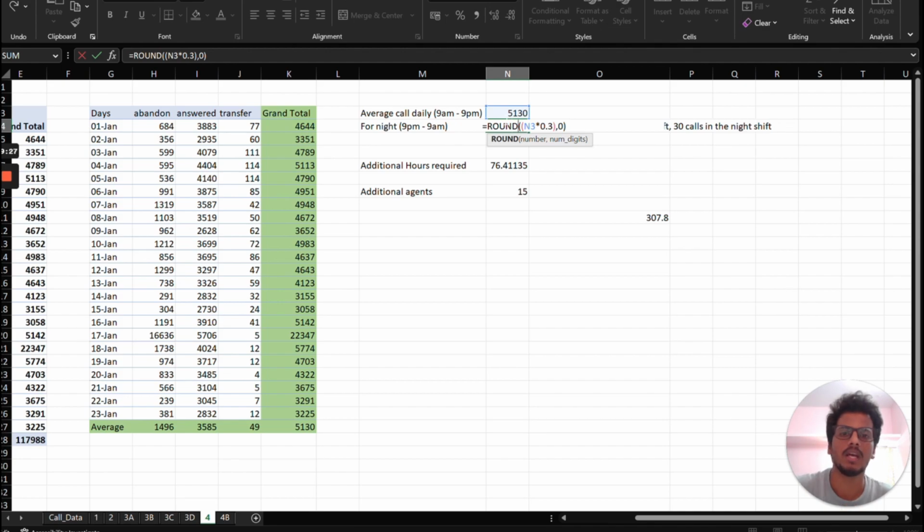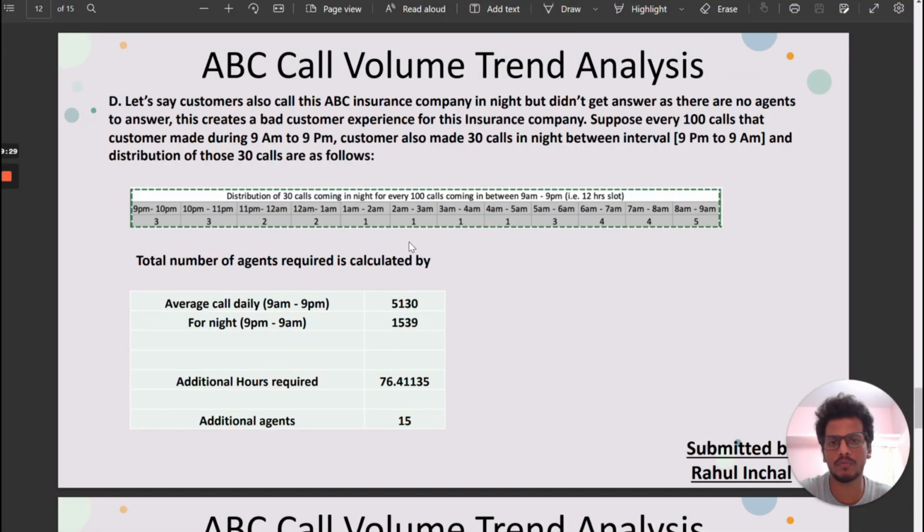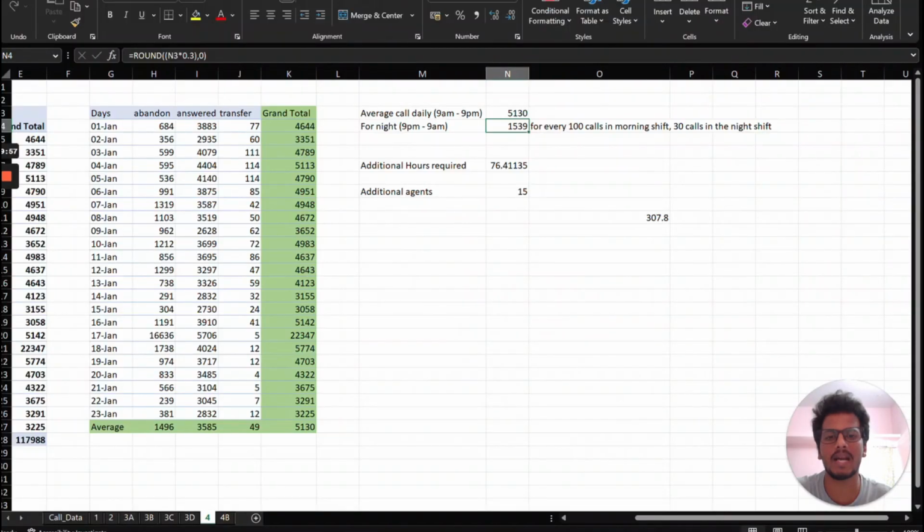What I did is 30%. For every 100 calls, 30 calls were coming at night. Read this: distribution of 30 calls coming at night for every 100 calls coming in the morning shift, 9 a.m. to 9 p.m. So basically it was 30% of the morning shift calls in the night shift. That is why I calculated it.